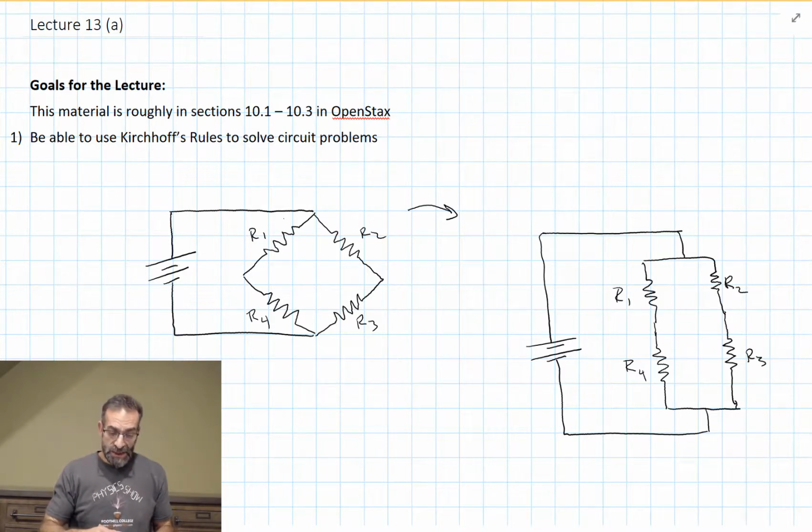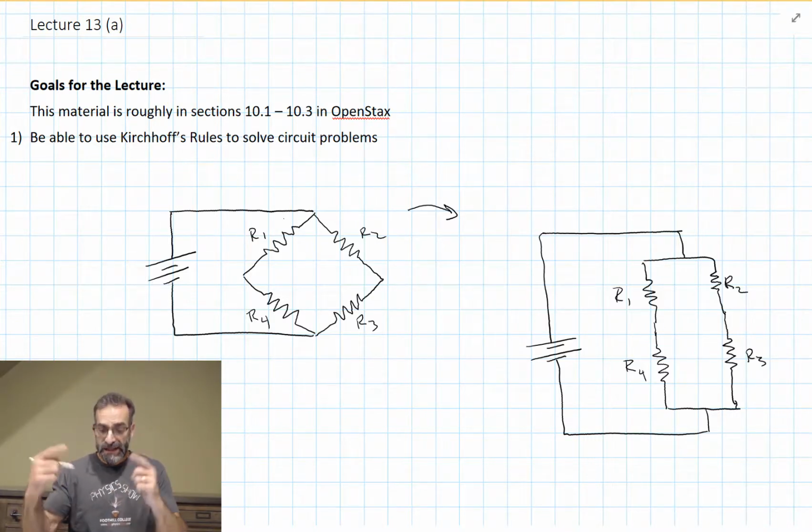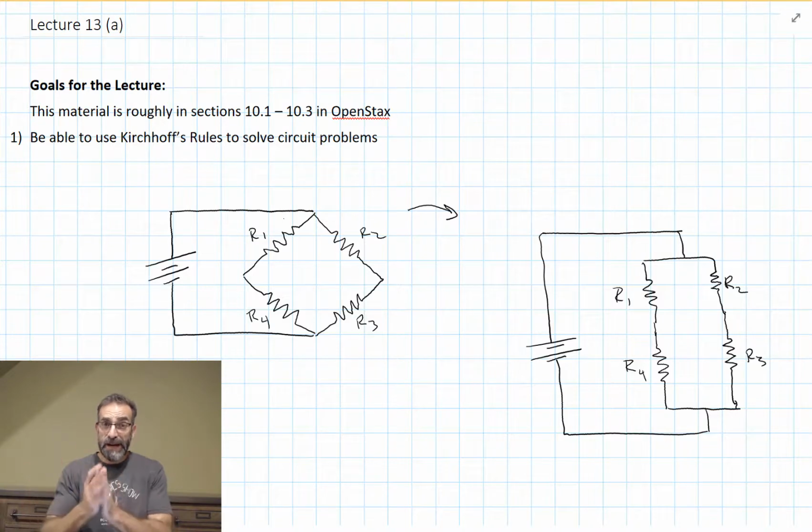The two resistors on the left, R1 and R4, are in series, and the two on the right, R2 and R3, are in series. We can combine those into equivalent resistors, and then those two are in parallel with each other. So this is another circuit that we could solve.